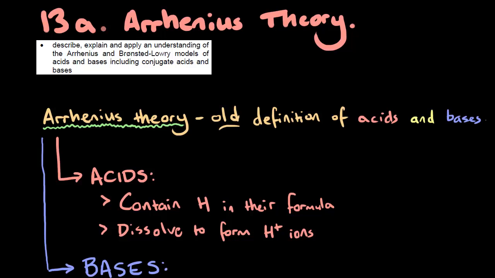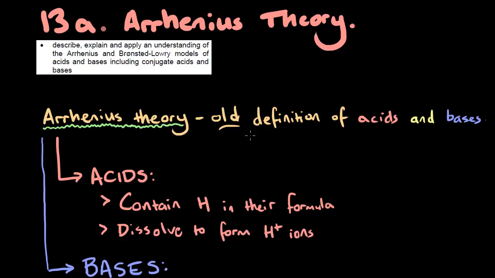Welcome to chapter 13, which is about acids and bases. In this chapter we're going to first off have a look at two different theories or models of acids and bases. In the next video we're going to have a look at the Bronsted-Lowry theory, but we're going to start off with the Arrhenius theory, which is an earlier model, and we're going to see how the Arrhenius theory is able to explain the properties of acids and bases.